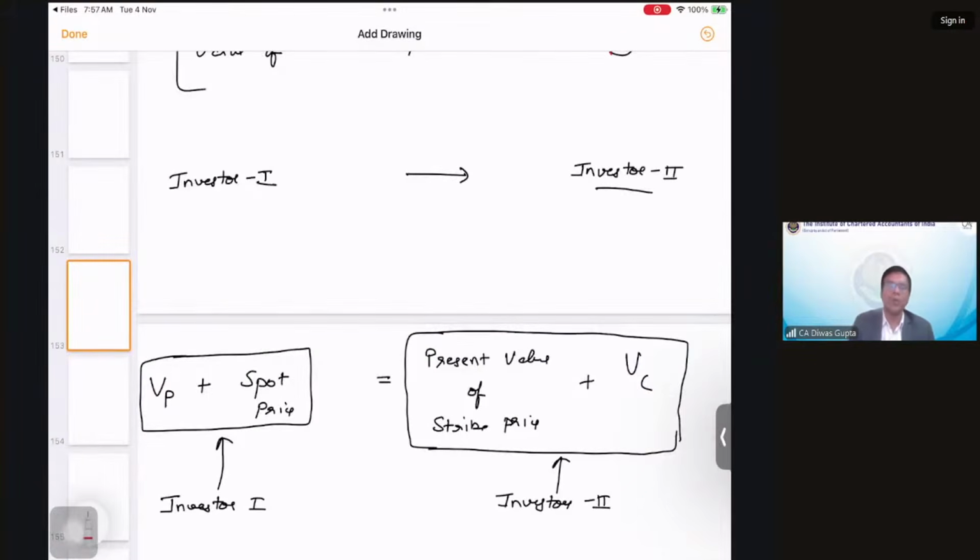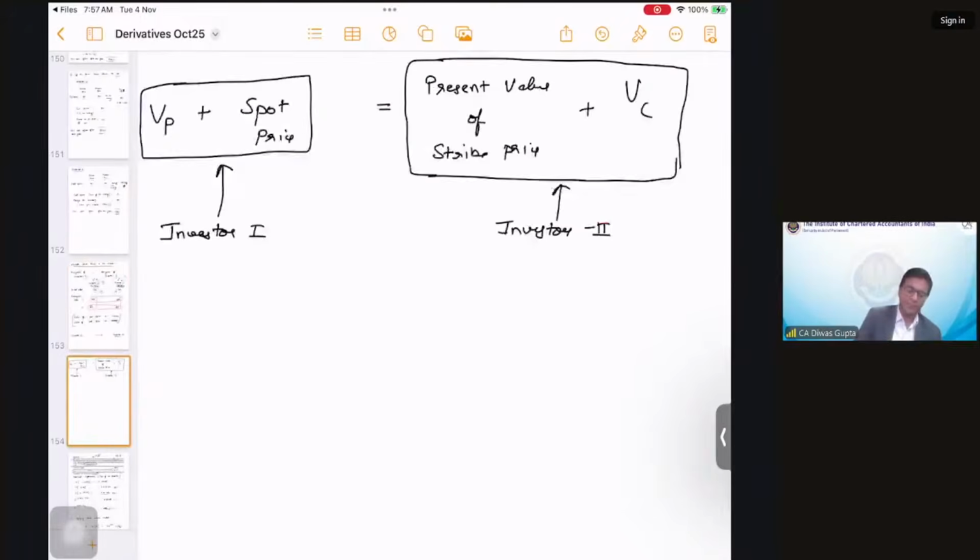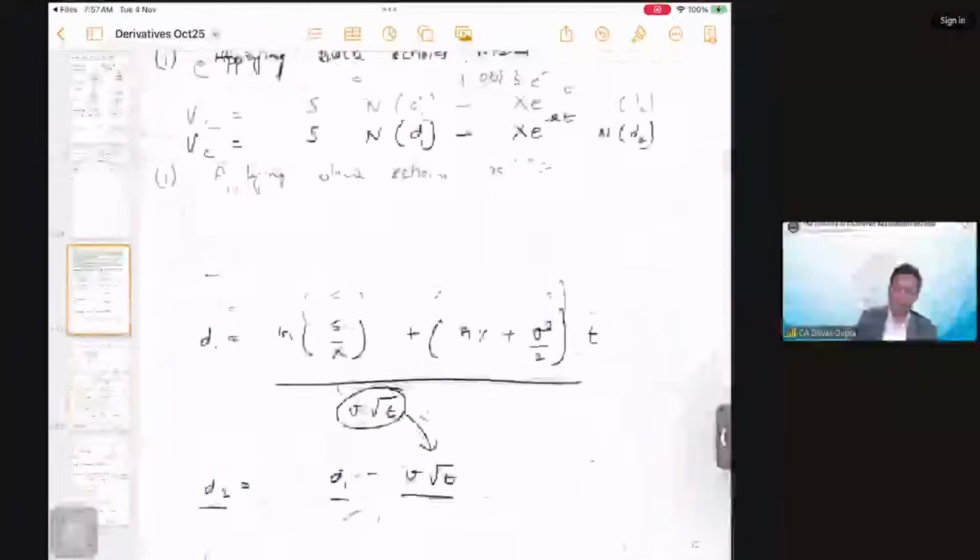So the put call parity theory says that the put option and call option are related to each other with changes in the equation, wherein in the put option you add the spot price and in the call option you add the present value of the strike price. Both these situations will give you similar cash flows, so hence the overall value becomes equal. Okay.